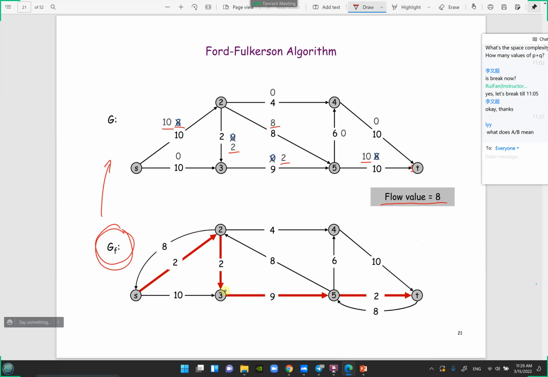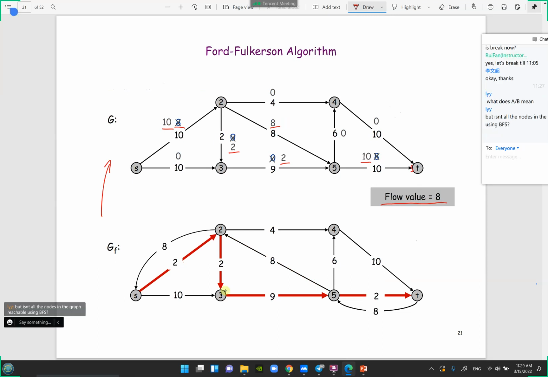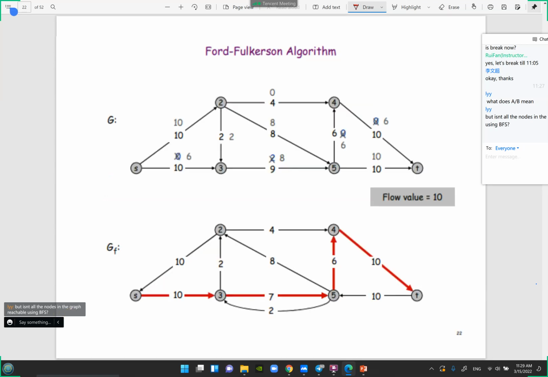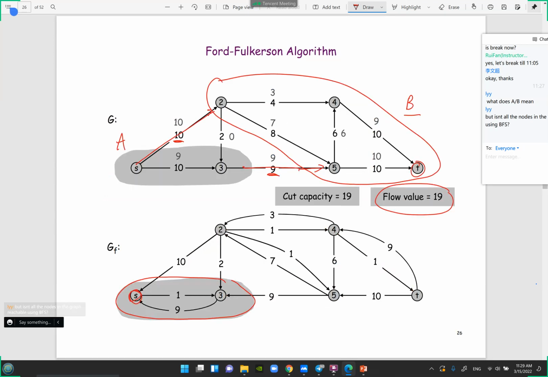Well, you can do this for example just using BFS. But isn't all the nodes in the graph reachable using BFS? No. So we are going to do a BFS on this residual graph, this residual graph GF over here. You see that in this residual graph, for example, you cannot reach node 2, because you only have an edge from 2 to S. You do not have an edge from S to 2. You can reach node 3, but then you cannot reach node 5. So therefore, if you do a BFS starting from S, you can only reach node 3.